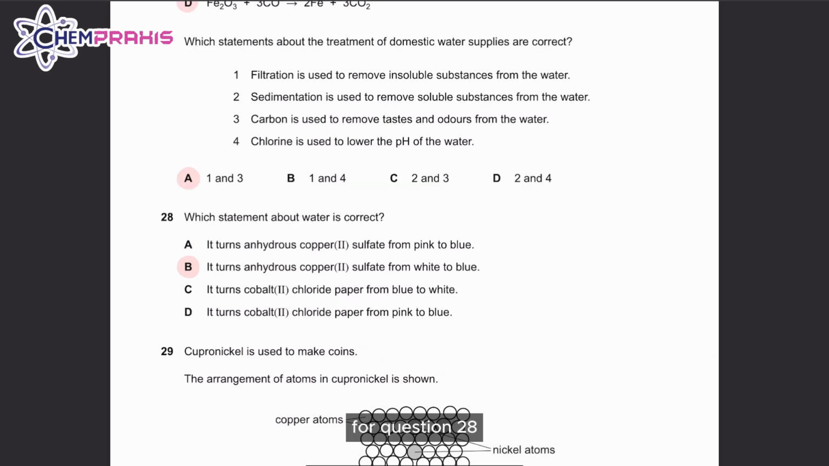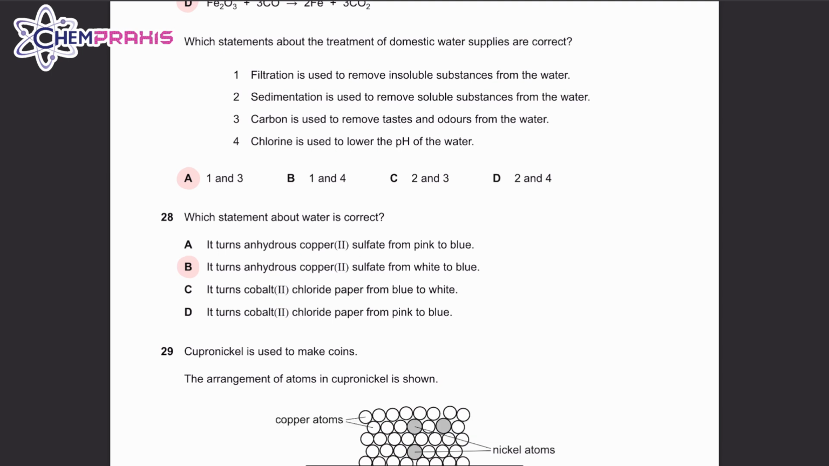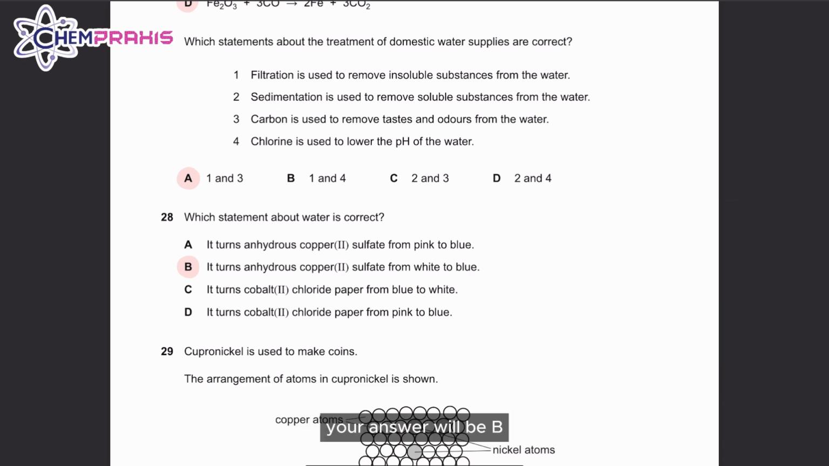For question 28, it asks which statement about water is correct. To test for the presence of water, we use anhydrous copper 2 sulfate. Anhydrous copper 2 sulfate turns from white to blue when it touches water, and therefore your answer will be B.